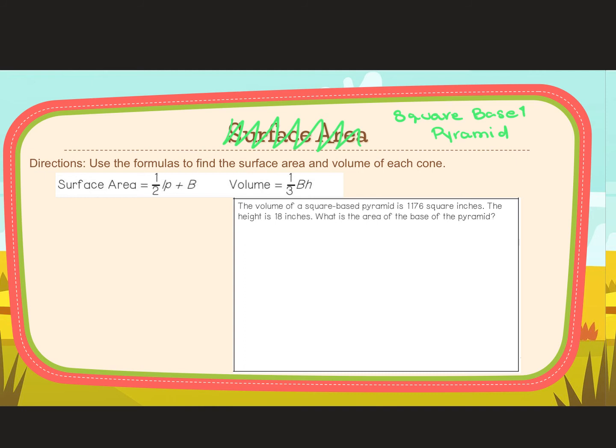All right. So now here we're looking for the volume of a square base pyramid is 1,176 square inches. The height is 18 inches. What is the area of the base of the pyramid?